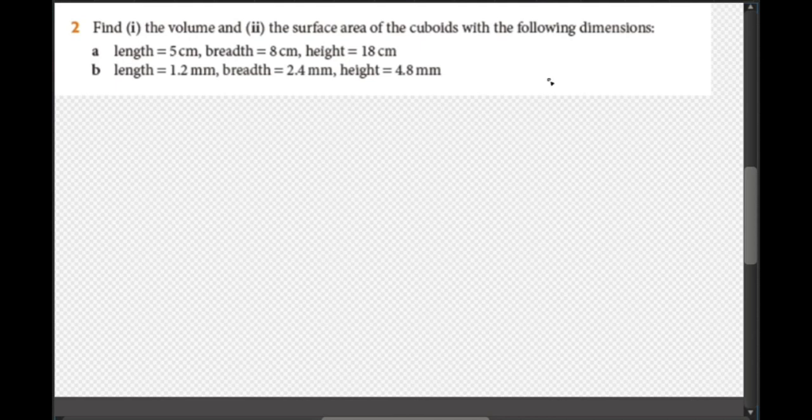Now moving on to question 2, here it says find the volume and the surface area of the cuboids with the following dimensions. Now let's look at question A first. In question A, it says the length of the cuboid is 5 cm, the breadth 8 cm, and the height is 18 cm. Now let's look at how to do it.